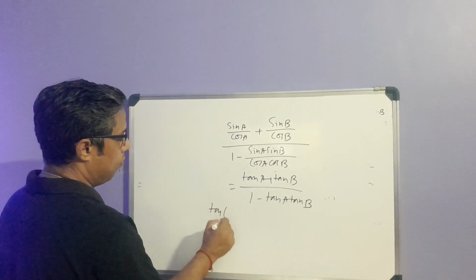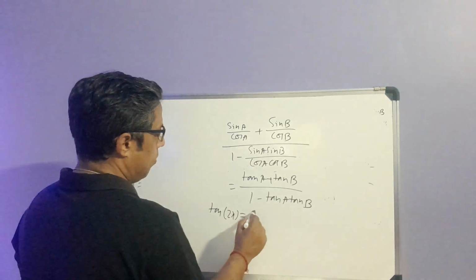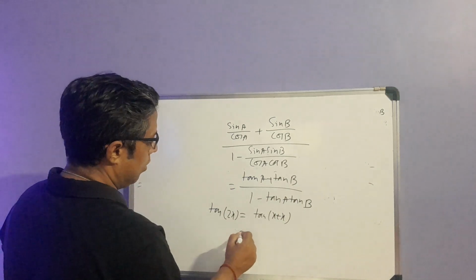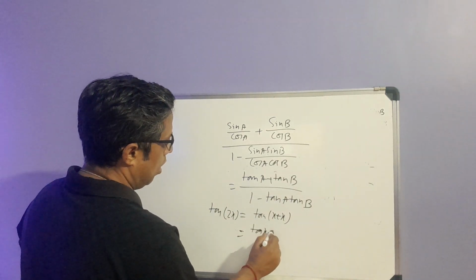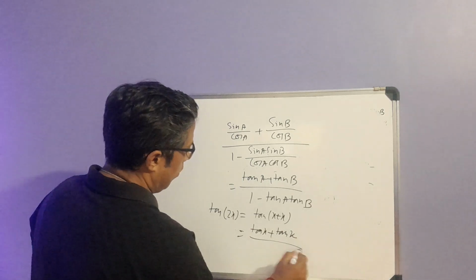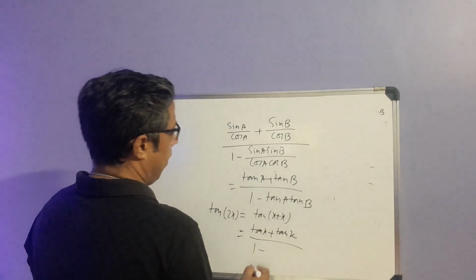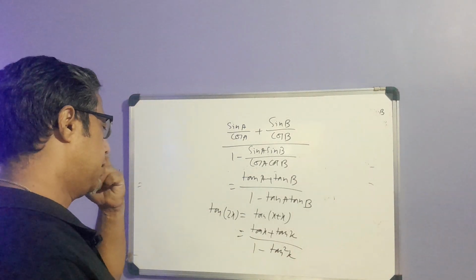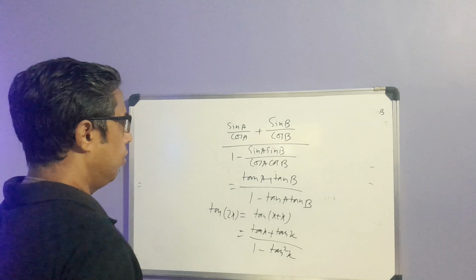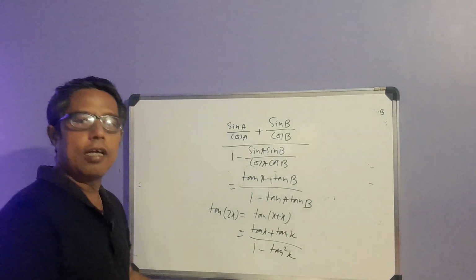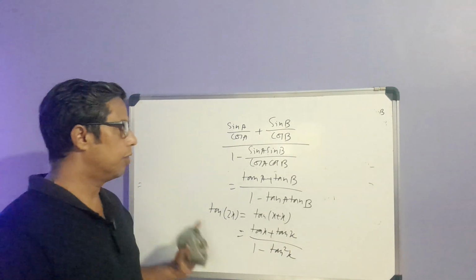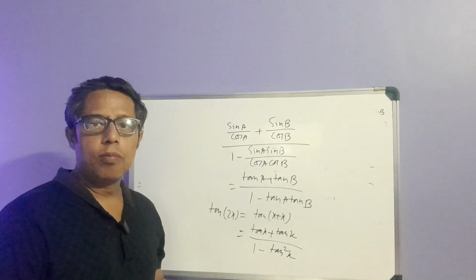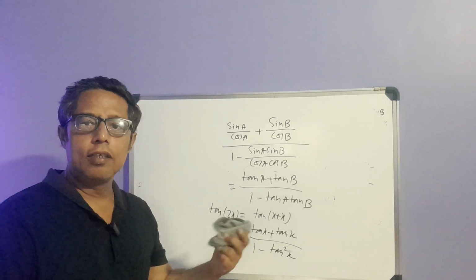Now I want to know tan of 2x. So tan of 2x means tan of x plus x. So here it means tan x plus tan x over 1 minus tan square x, like this. So this will be 2 tan x by 1 minus tan square x. So this is one of the formulas. These formulas you don't have to remember, just do practice and it will be with you. No need to remember so many things in trigonometry.